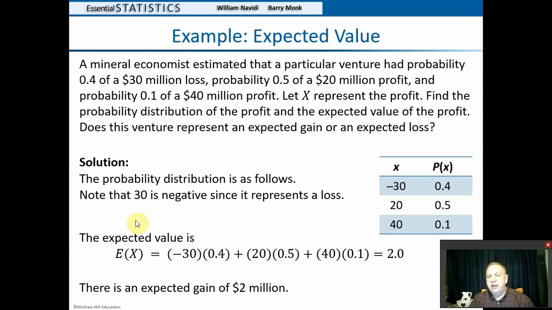My expected value, so during my investments, my return on investments is basically the sum of these: the negative 30 times 0.4, 20 times 0.5, the x times p of x in each case, and that gives me a 2, or an expected return on my investments of $2 million. If I do enough mineral mines or wells, this is what I would expect to make.